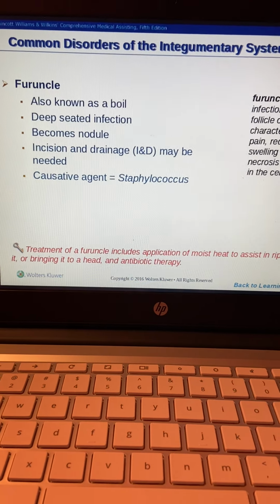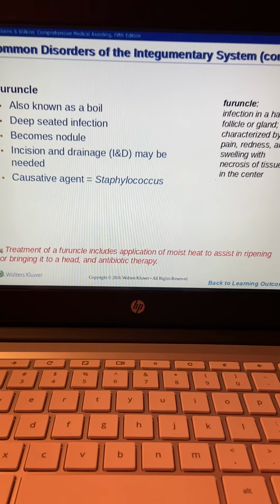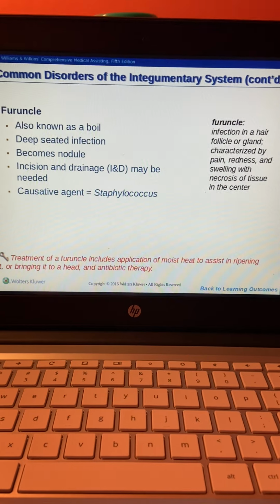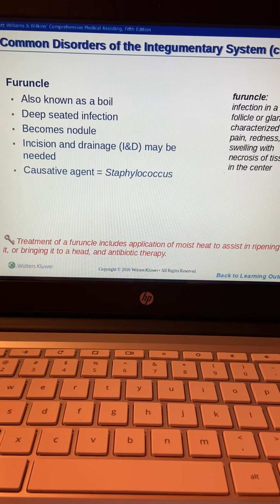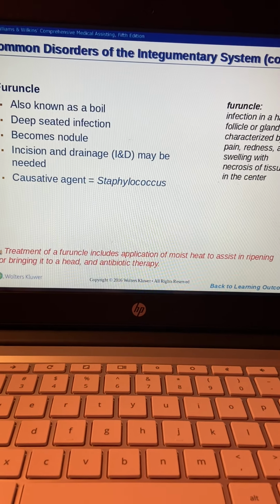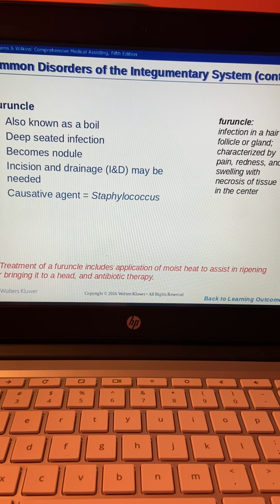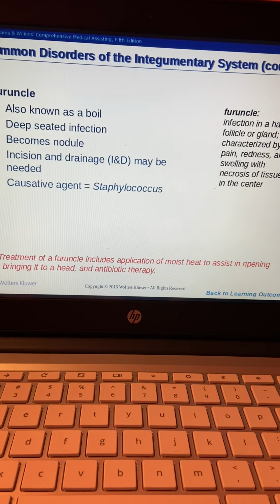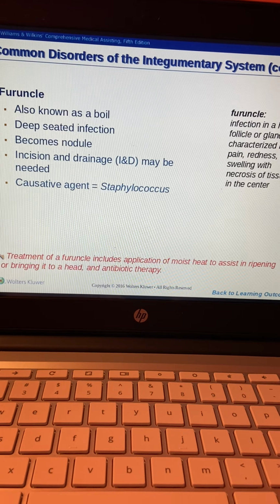So the treatment of a furuncle includes the application of moist heat to assist in ripening it, or bringing it to a head, and some antibiotic therapy. So some friction and pressure at the site may contribute to the formation.